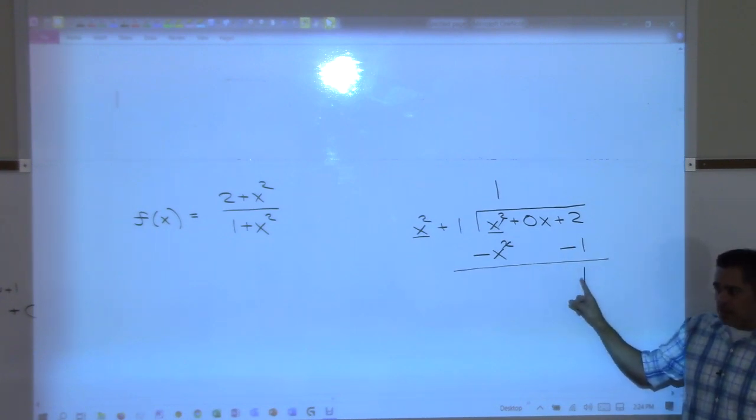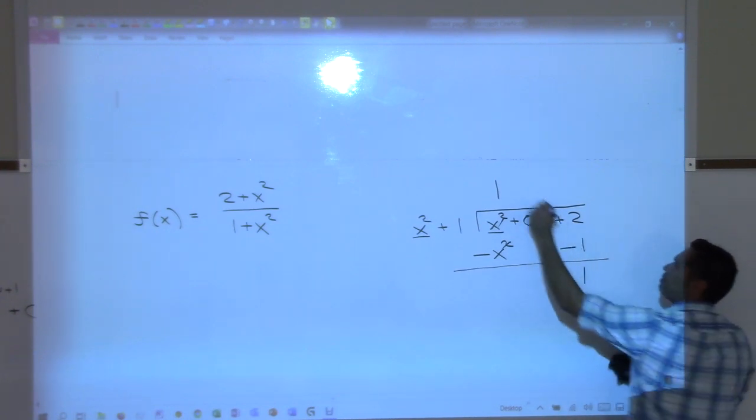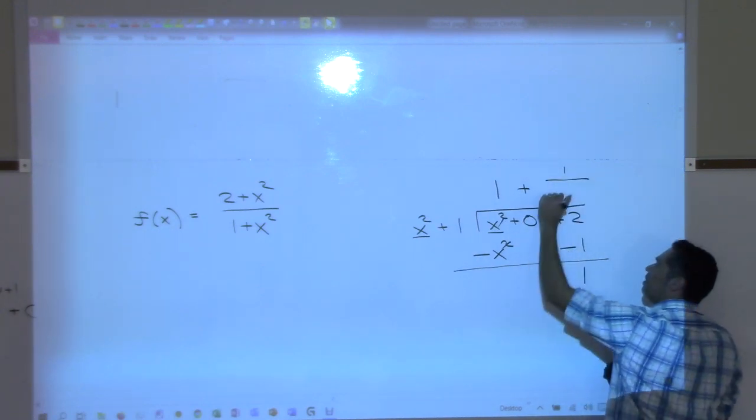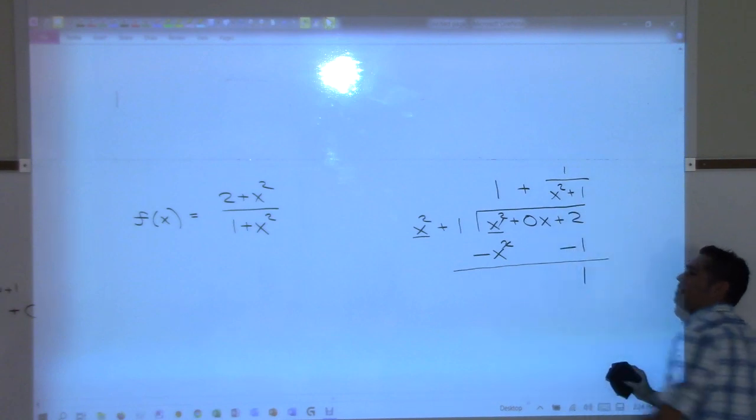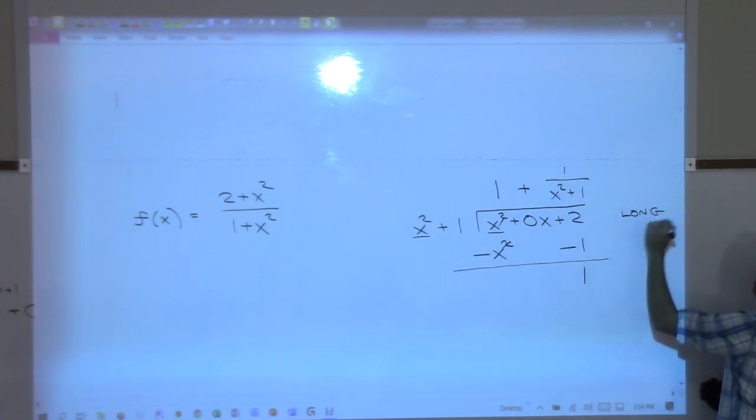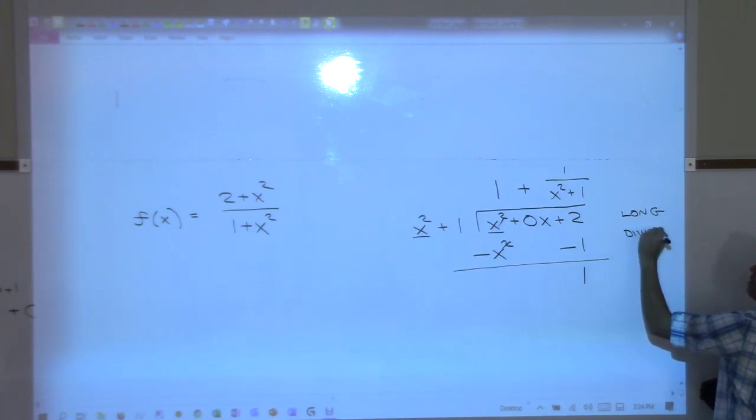So this is your remainder. What you put here is plus, and you put your remainder up here, and you put your divisor underneath it. That's long division. If you need to, go back, go to the tutoring lab, come into my office. We can do a bunch of long division problems.